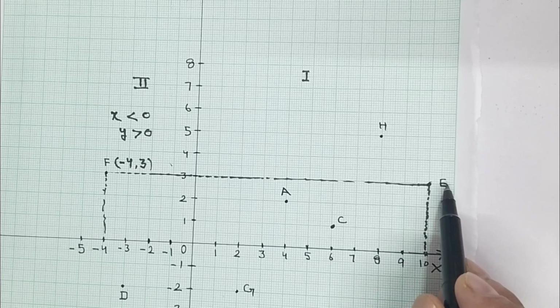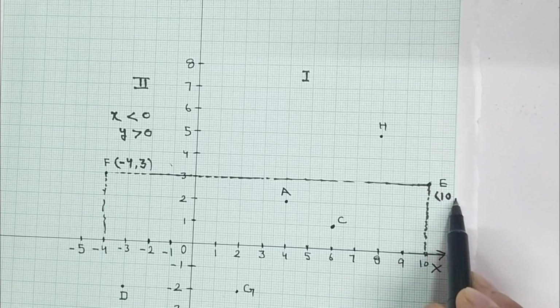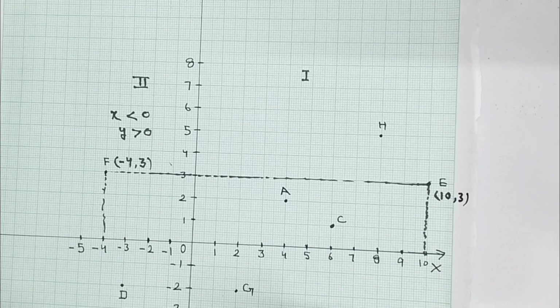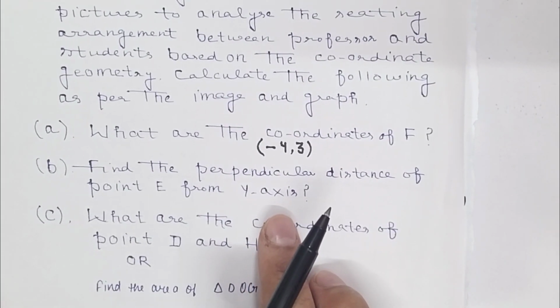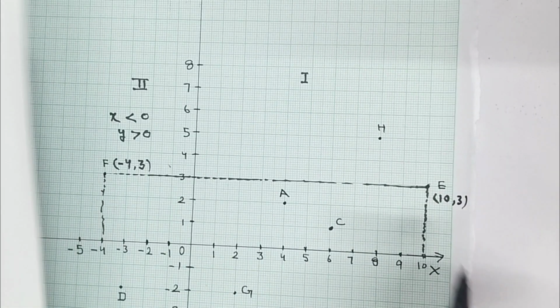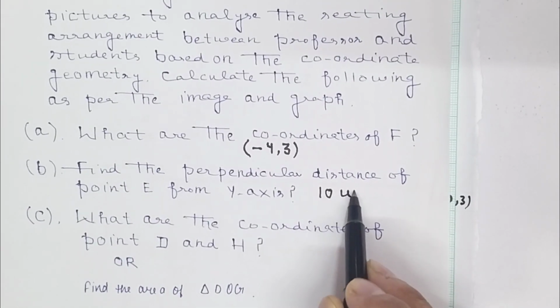So right now the coordinates of E are what? 10, 3. So in the question it is asked find the perpendicular distance of point E from y-axis, means abscissa. So abscissa will be 10 units.